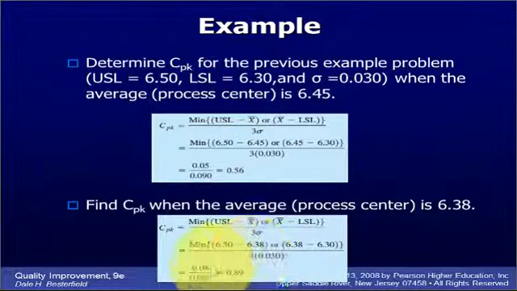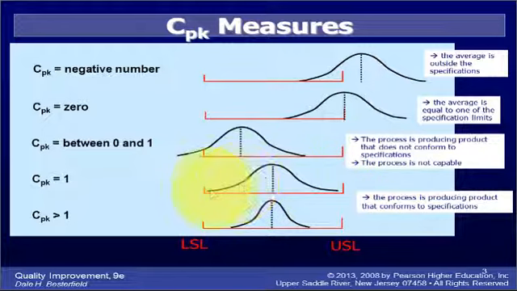When the CPK value equals 1, that means the process is producing product that conforms to the specifications, so your process capability is not exceeding the tolerance. And when the CPK is smaller than 1, that means the process is producing product that does not conform to specifications. Your process is shifted to one side, and therefore there is a tail that is outside the tolerance limit.